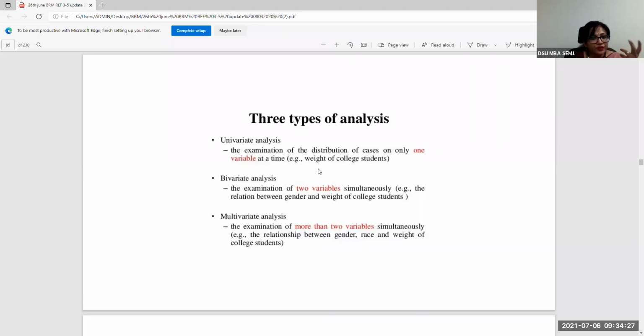So you have three types of analysis. The sophisticated analysis that will have to be done for research work will have to deal with multiple variables at a time. So you're analyzing multiple variables at a time, definitely more than two. So we are going to look at most of the multivariate analysis, and examples of multivariate analysis is what I told you.